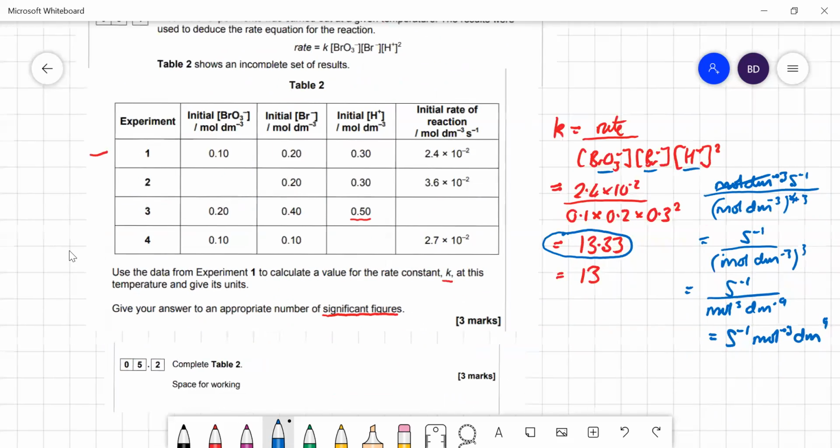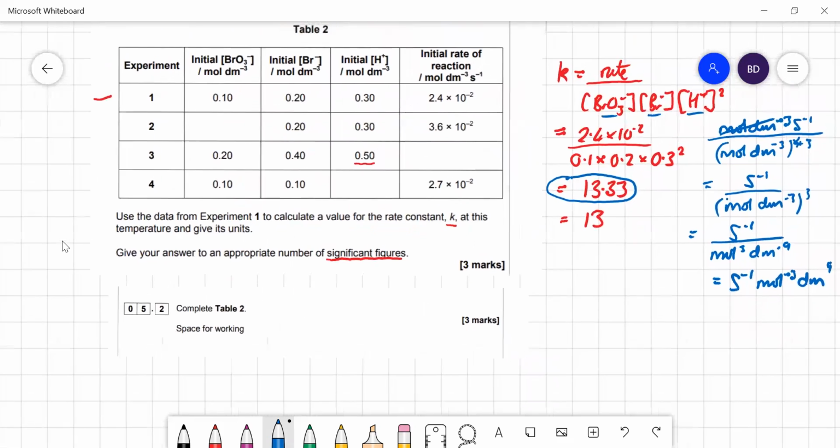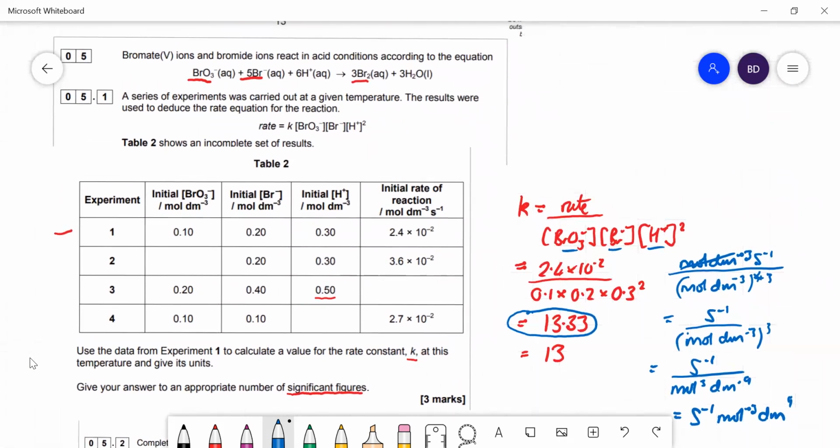The next part of the question says complete table 2. Now let's look at this. This one is quite easy to fill in because we can see we've kept these the same, that's the same, but the rate's gone up by a factor of 1.5. It's directly proportional to the bromate concentration because it's first order, so that's got to go up by 1.5, so that becomes 0.15.